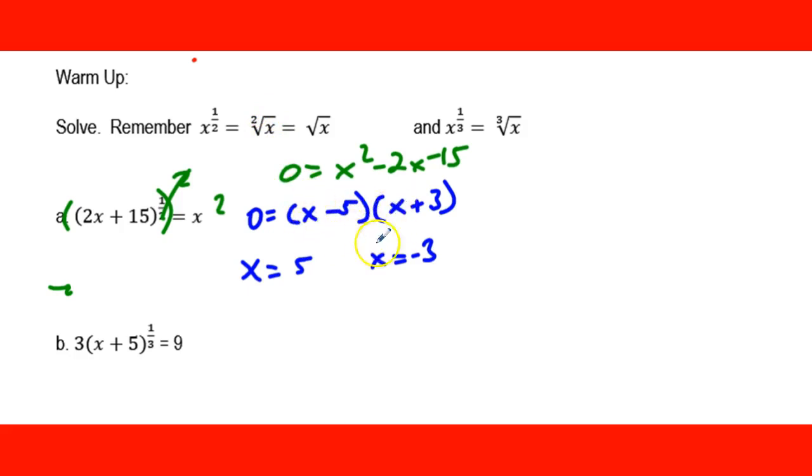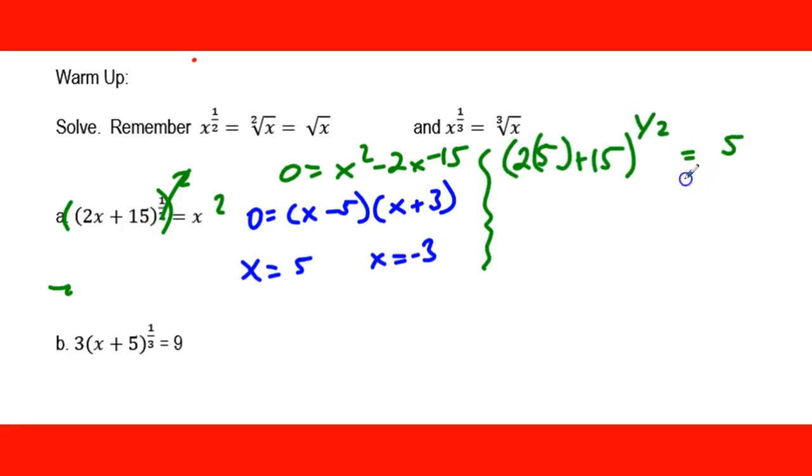Now, of course, you've got to check yourself. We're going to take the 5 and plug it in. So you have 2 times 5 plus 15, to the 1/2, equals 5. So now you have 10, and 10 plus 15 is 25.